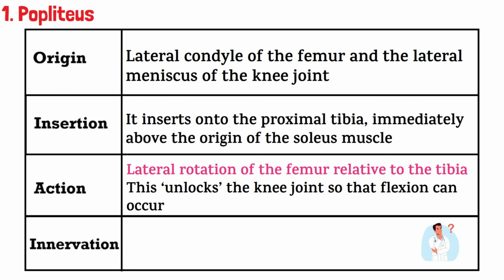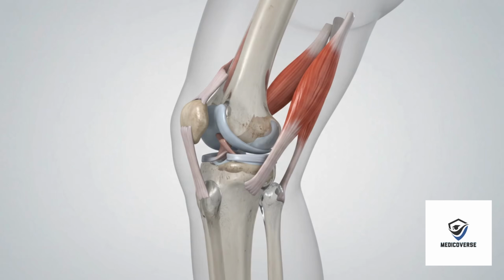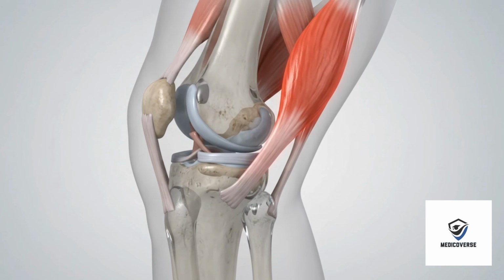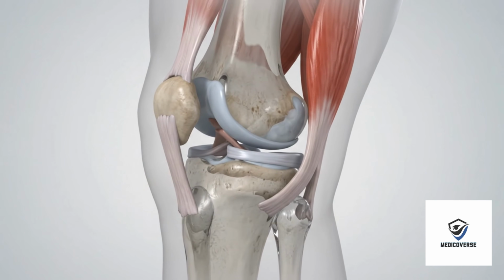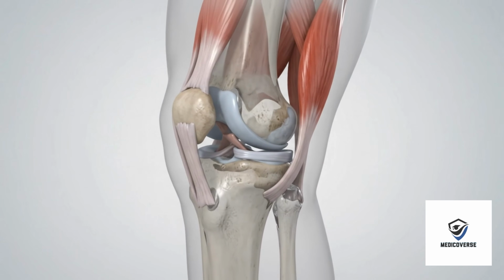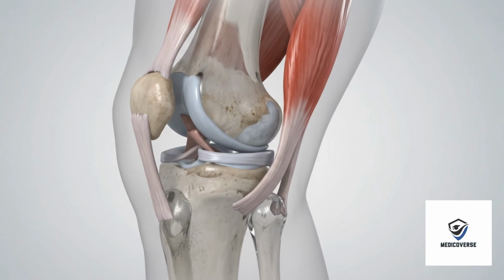Confused, right? Don't worry, we will look at how it helps in unlocking the knee joint. This muscle is also supplied by the tibial nerve. Let's look at the unlocking movement. So this highlighted muscle is the popliteus. And the unlocking movement is when the knee starts to flex.